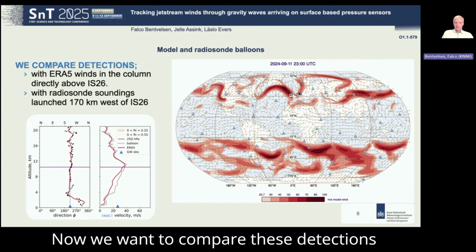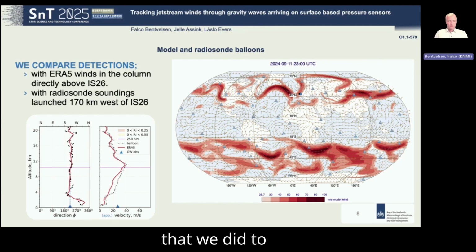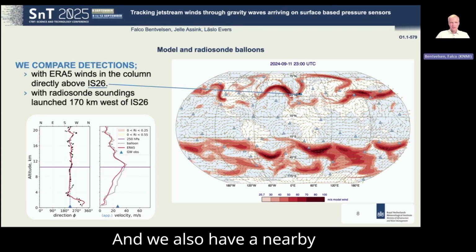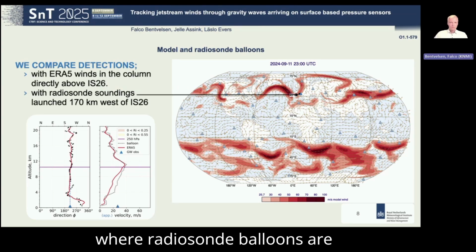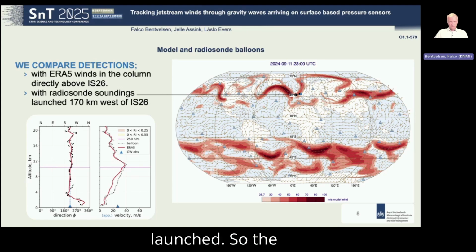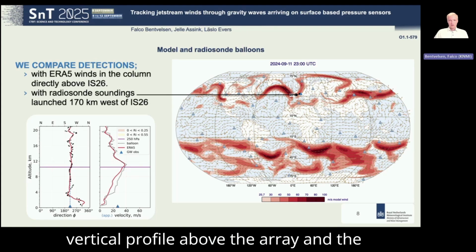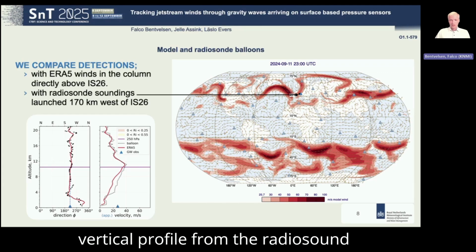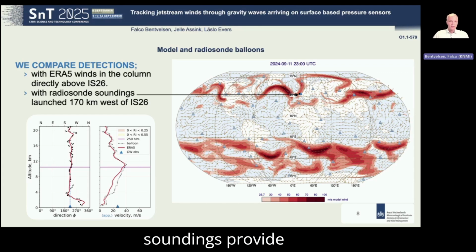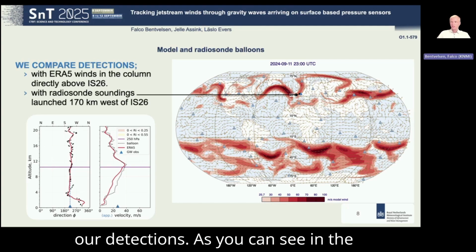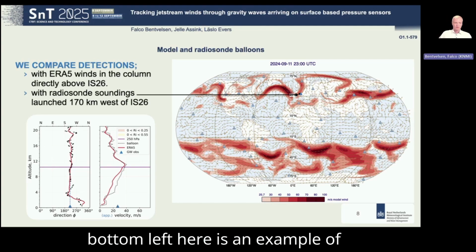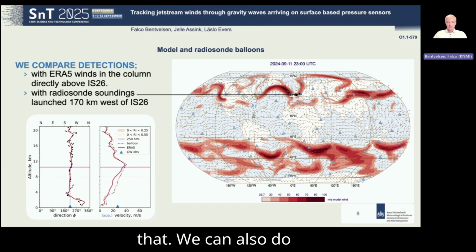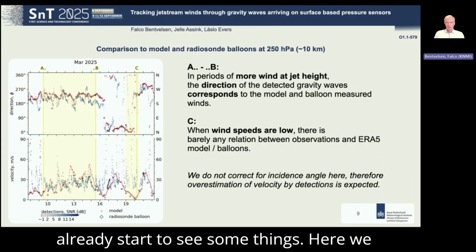Now we want to compare these detections that we did to this IS-26 array, and we also have a nearby airport at Munich where radiosonde balloons are launched. So the vertical profile above the array and the vertical profile from the radiosonde soundings provide a comparison for our detections. As you can see in the bottom left here is an example of that. We can also do that in time series, so then we can already start to see some things.